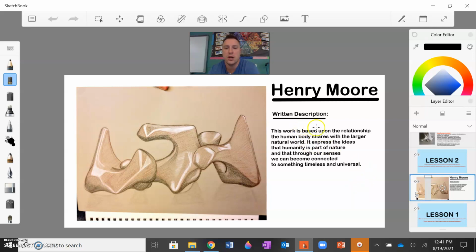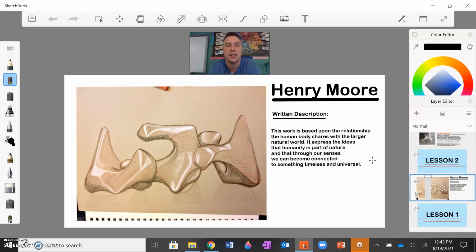He wrote that this work is based upon the relationship of the human body, or upon the human relationship that the body shares with the larger world. It expresses ideas that humanity is part of nature and that through our senses we can become connected to something timeless and universal.